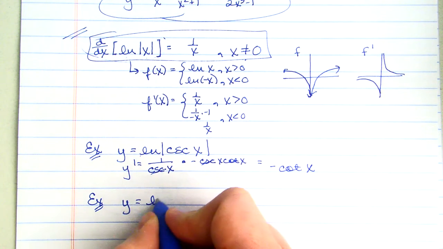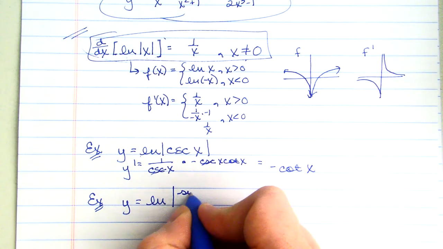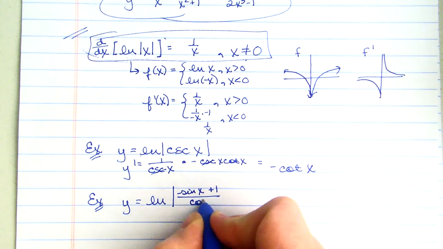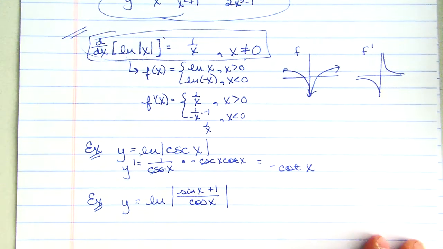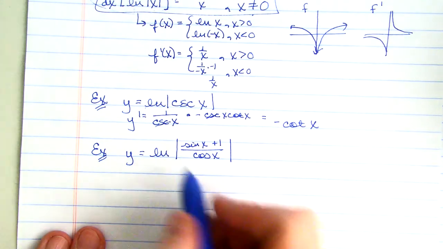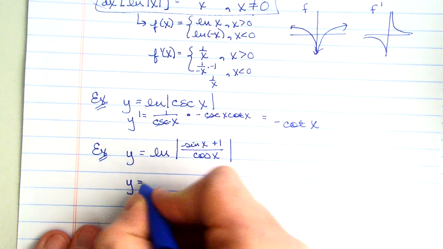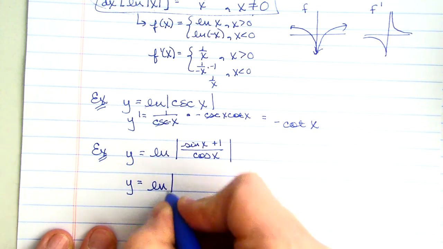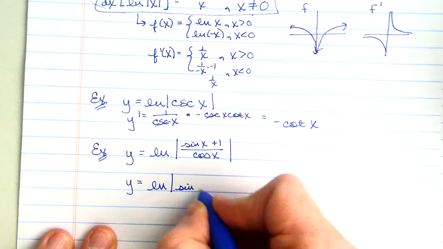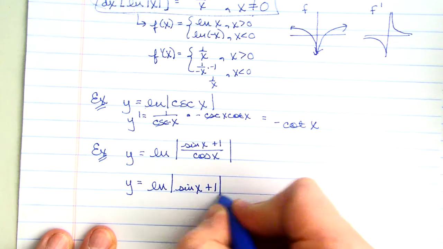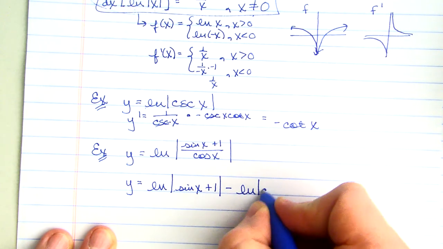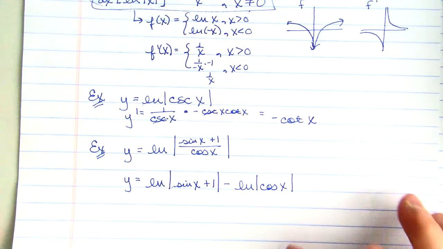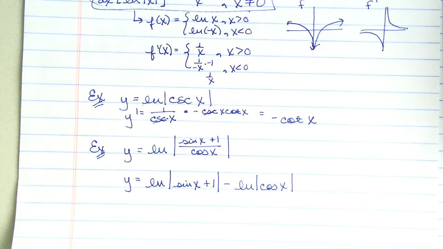Y equals the natural log of the absolute value of the sine x plus 1 over the cosine of x. This isn't 100% formally correct, but it will work for our purposes. I can use my properties to say this is the natural log of the absolute value of the sine of x plus 1 minus the natural log of the absolute value of the cosine of x. It'll work out in the end. Go do your derivative.